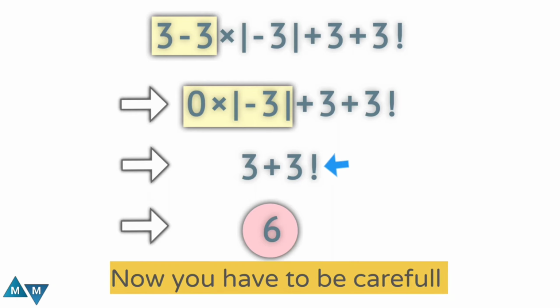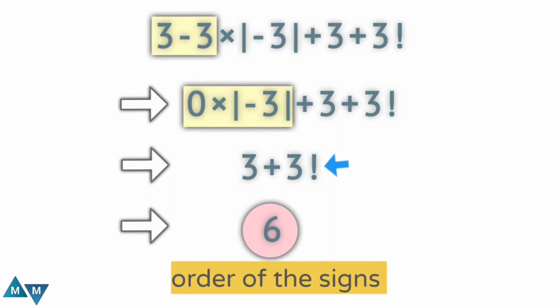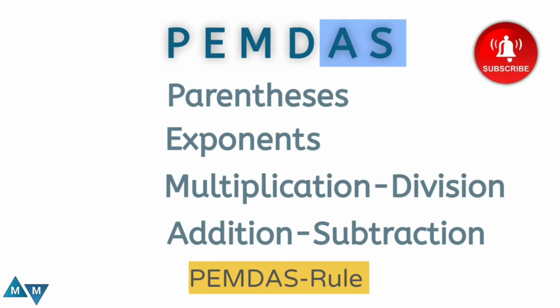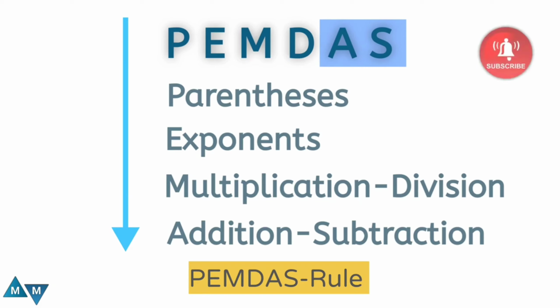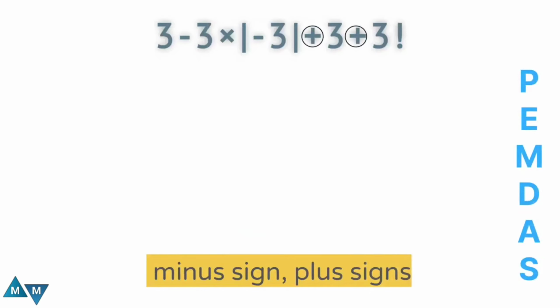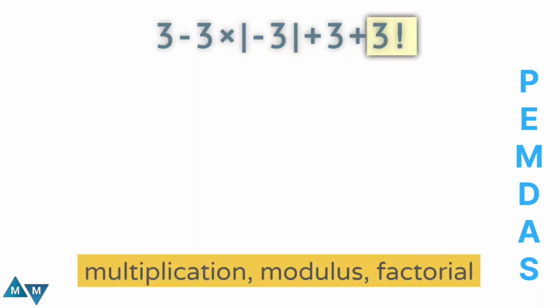Now you have to be careful with the order of the signs. Always be careful to solve the signs in the correct order. So here we can use PEMDAS rule to solve this expression, as it helps to determine the sequence in which mathematical expressions should be evaluated to ensure accurate results. Look at the expression. Here we have a minus sign, plus signs, a multiplication, a modulus sign, and a factorial.